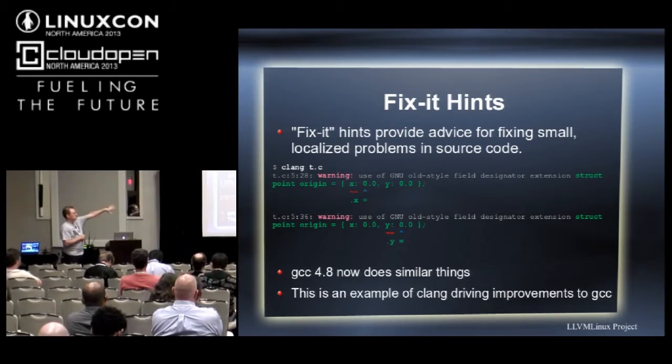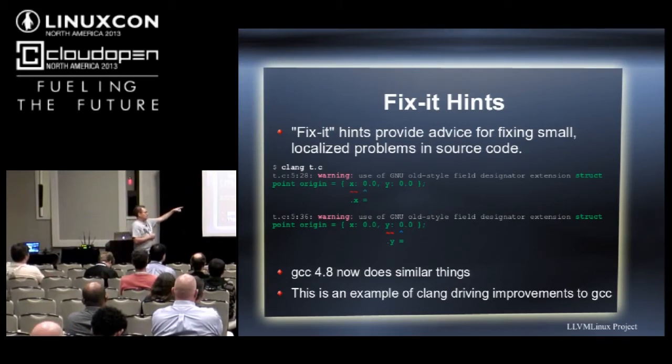Again, this is a relatively simple example, and apparently the contrast is really terrible on this particular projector, but it's showing a use of old GNU-style field designators. Instead of saying .x equals, it's saying x colon, which was the old way of doing structure assignment. Essentially, it finds a problem, tells you what the problem is, and then proposes a fix. In fact, one of our project members used this code with a little bit of Python magic to spit out new code, which was kind of interesting.